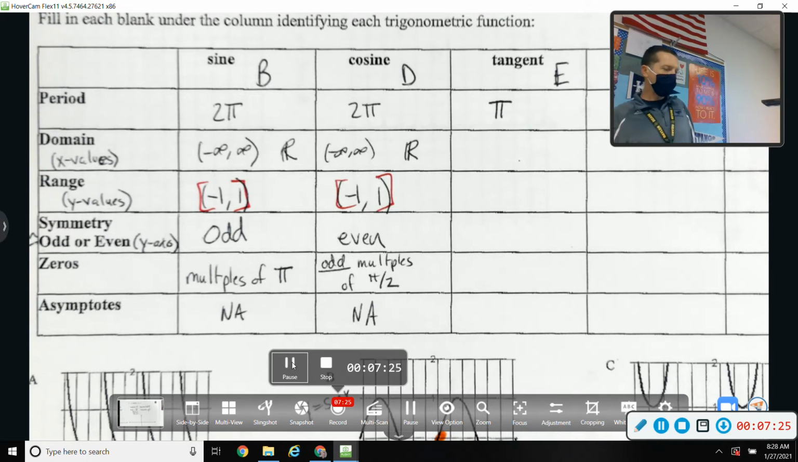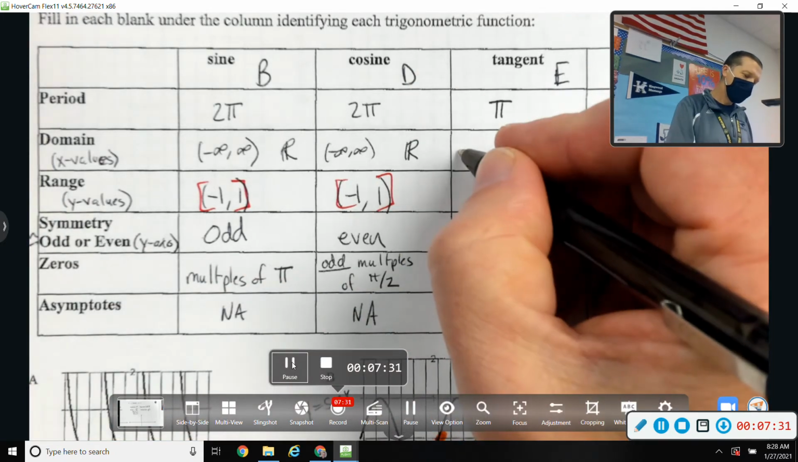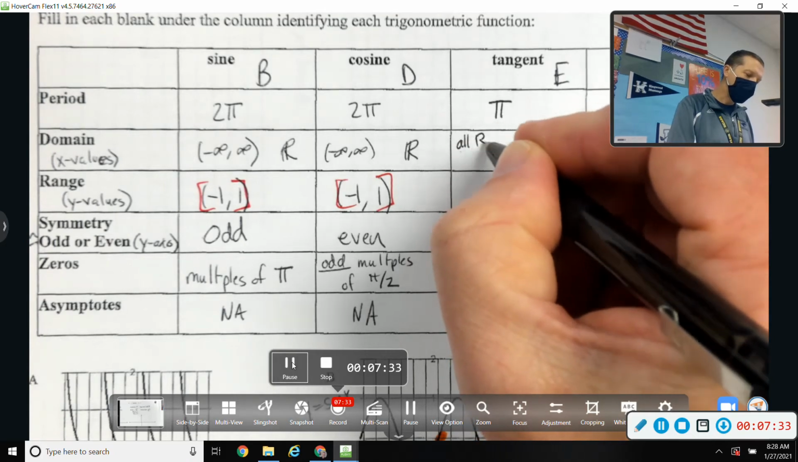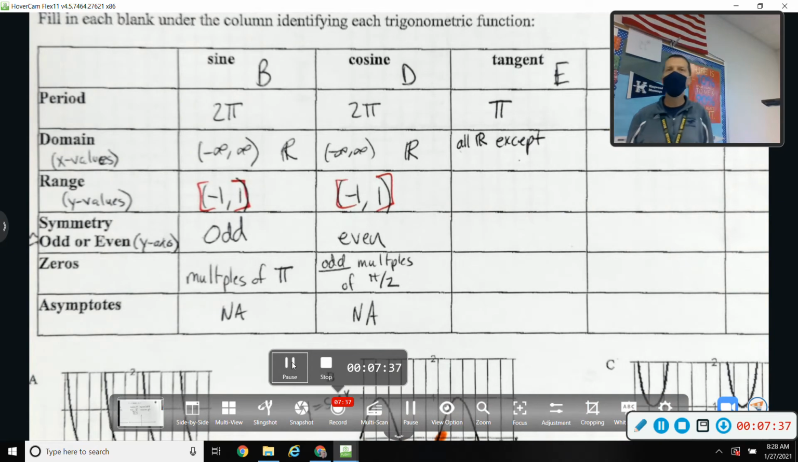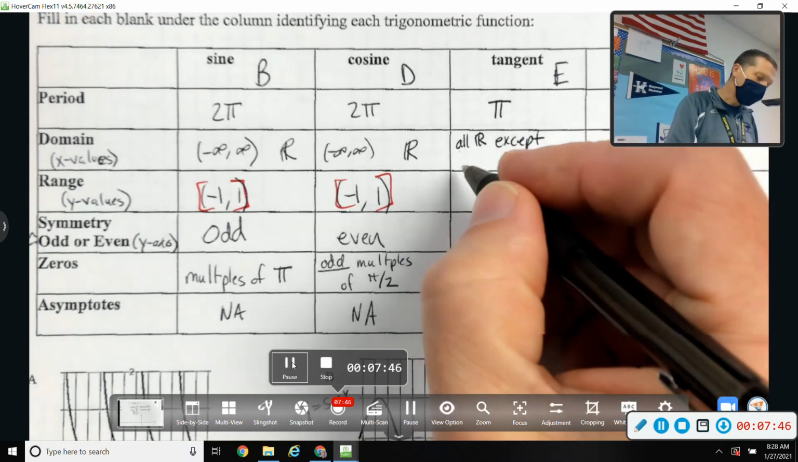What about the domain of tangent? Oh, this is kind of tricky. Because it's all real numbers except, right, there were some exceptions on our table and on our graph, places where the odd multiples of pi over 2, except where cosine is 0.